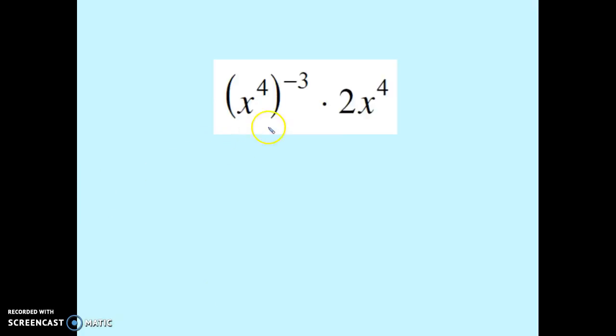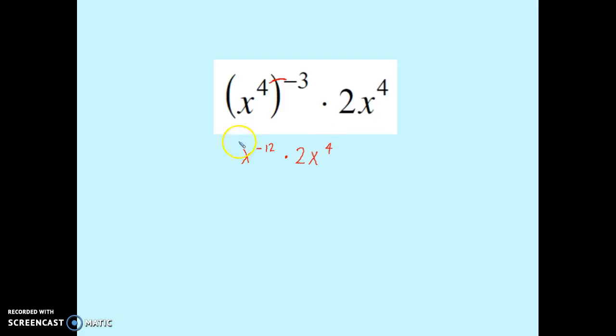Now I have x to the 4th power to the negative 3rd power times 2x to the negative 4, or to the positive 4, excuse me. There are different ways that you can do this. I'm going to go ahead and distribute or multiply my 4 and negative 3, but you could go ahead and get rid of the negative by making this a fraction. Either way works. So if I multiply, I get x to the negative 12 times 2x to the 4th.